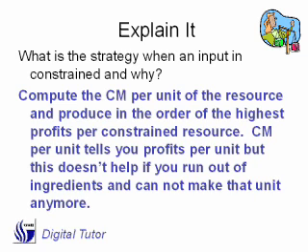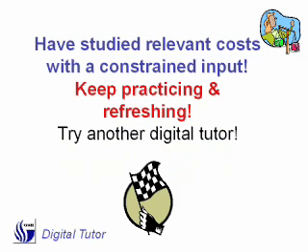We want to compute the contribution margin per unit of resource and produce in that order. While contribution margin per unit tells you the profits per unit, it doesn't help you if you run out of your inputs and can't produce those units at all. You have now studied relevant costs with a constraint input. Keep practicing and refreshing.